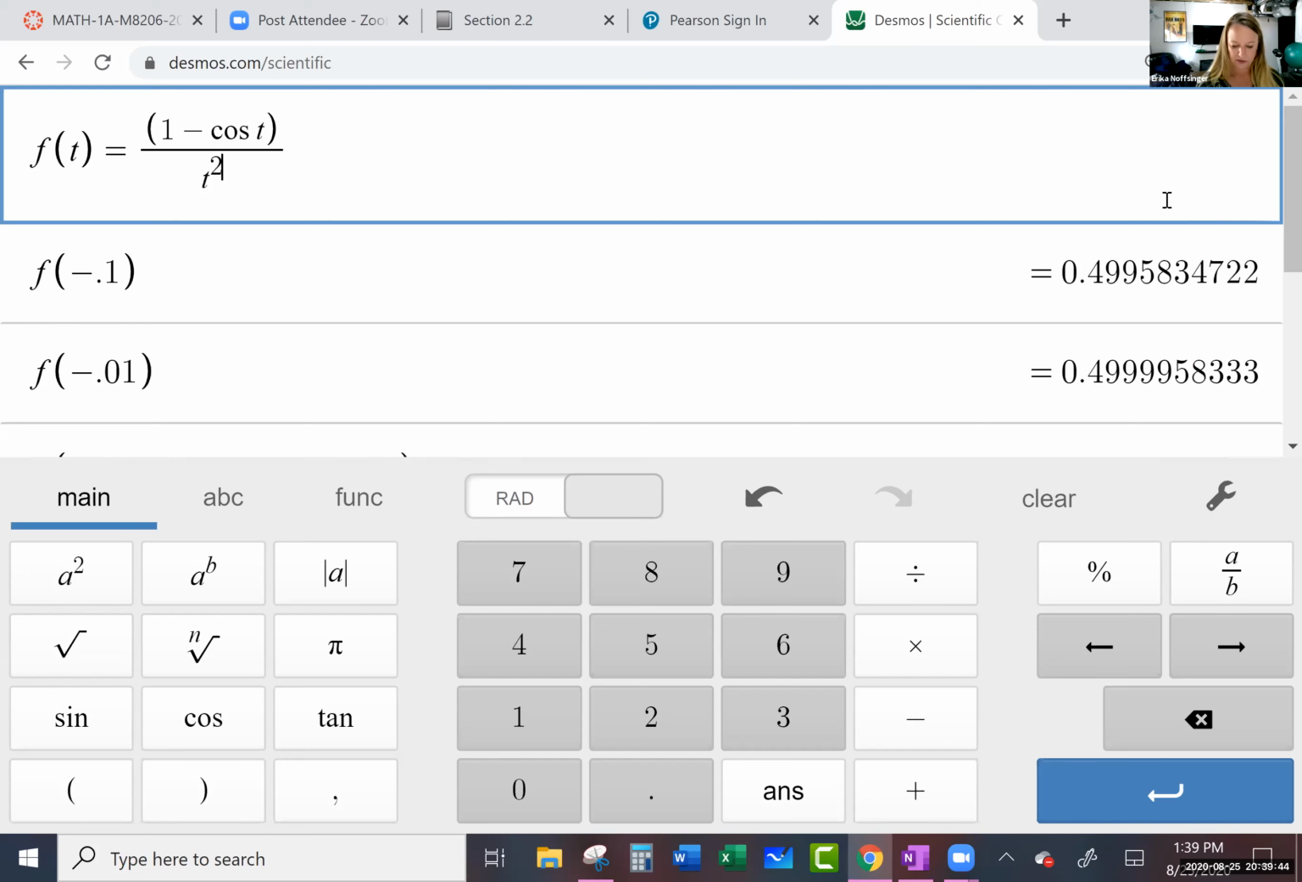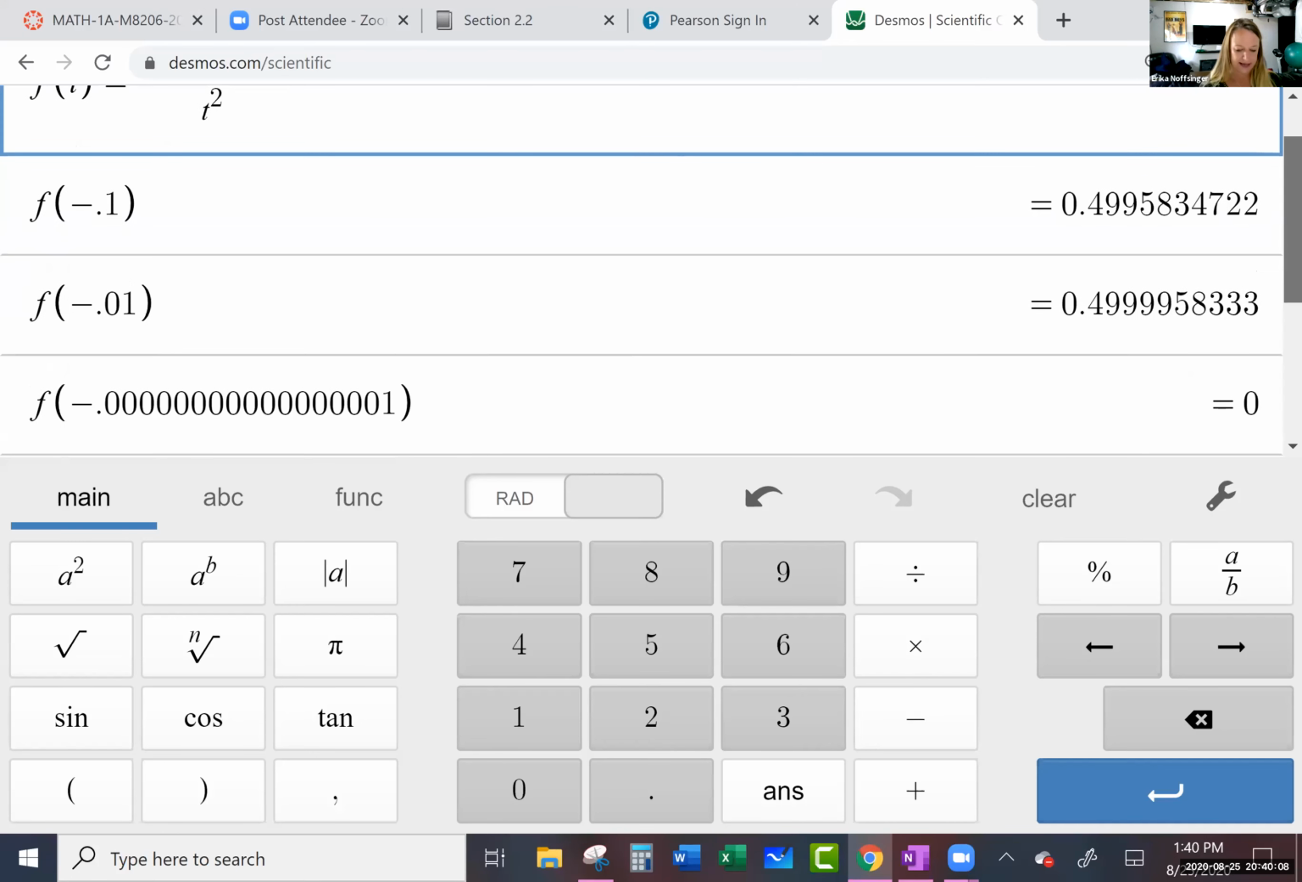And so let's make sure that our calculator, I hope, is in radians, not degrees. Yeah, it is. Okay, so looking here at negative 0.1, I get 0.49958. That looks kind of close to 1/2. At f of negative 0.01, I get 0.49999, so a few more nines after there.